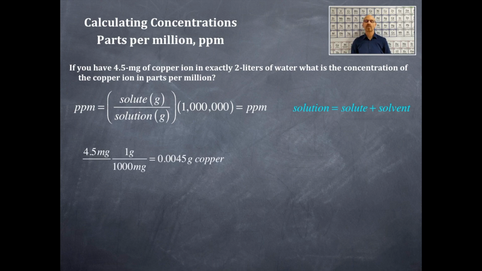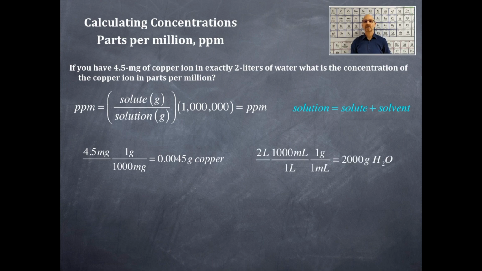Okay, we're going to take our 4.5 milligrams of copper ion and convert that into grams of copper ion. So that will be 0.0045 grams of copper ion. So remember that milligrams and grams, that's a conversion of 1,000, just like a kilogram and a gram.